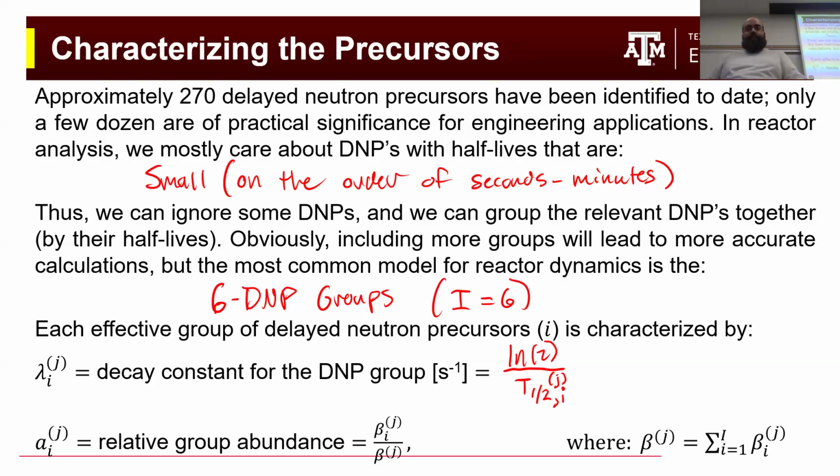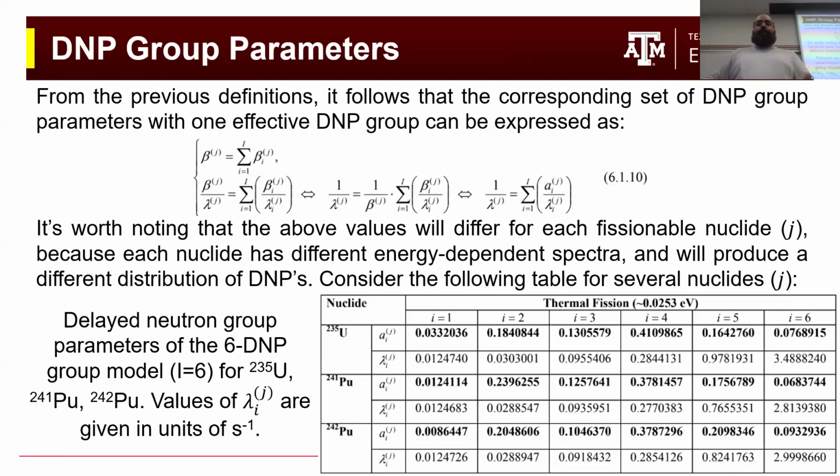So we can use these definitions to characterize our different groups, which end up being lumped together based on having similar half-lives, which means they have similar decay constants. If you wanted to, you could take a big set of delayed neutron precursor groups and lump them all together to have just one effective delayed neutron precursor group. These are the equations you would use to do that summing or averaging.